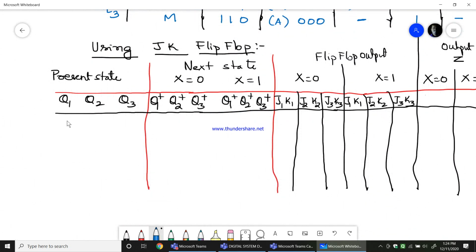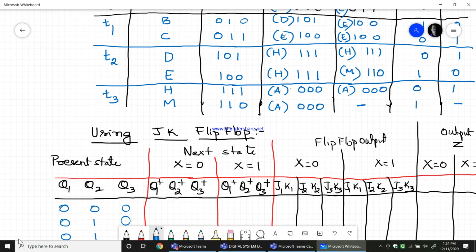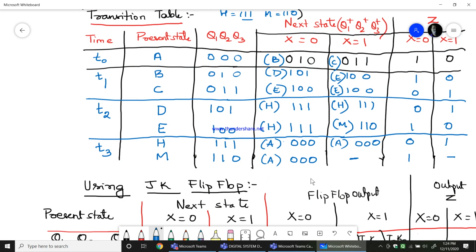So the present state would be 0, 0, 0, 0, 1, 0, 0, 1, 1, 1, 0, 1, 1, 0, 0, 1, 1, 1 and 1, 1, 0. So now the next state would be two different binary values that you get for q1 plus, q2 plus, q3 plus when x equals 0. So when x equals 0, this is the bit sequence. When x equals 1, this is the bit sequence. Therefore, that is what you write here.